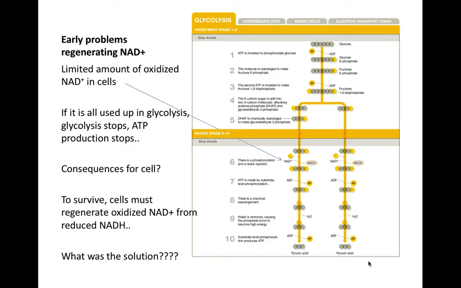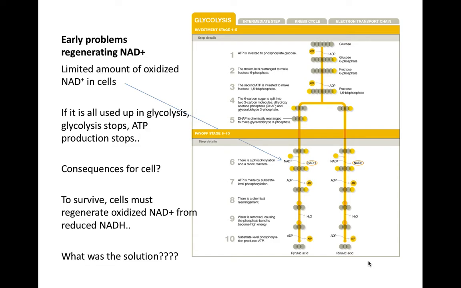And if you take a look at our map here, you'll see that ATP synthesis occurs in the steps following the reduction of NAD to NADH. So if the cell uses up all of its NAD, glycolysis will stop, and the cell can no longer make ATP. And of course, that would be deadly for the cell. So those primitive cells had to find a solution. How could they take the reduced NADH and oxidize it, to keep a continual supply of NAD?